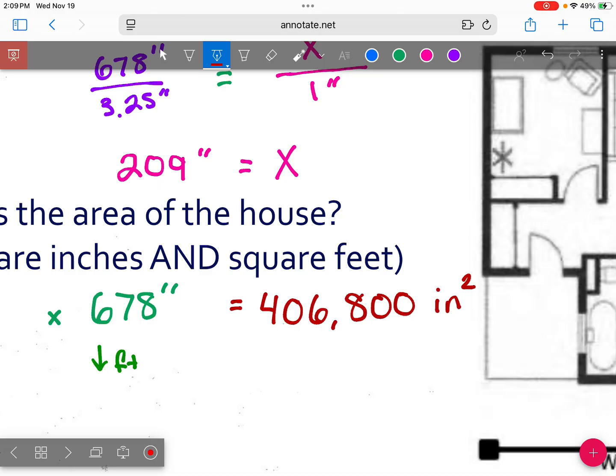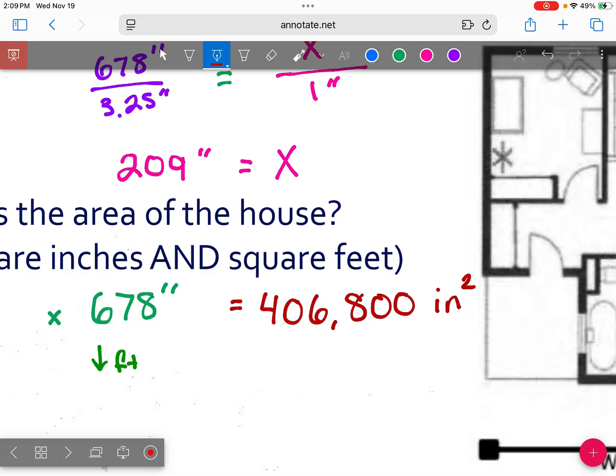So we found the square inches, which is great, super awesome, love it. Only really helpful if I am ordering square inch tiles, meaning itty bitty little baby tiles. I would need to order 406,000 itty bitty 1 inch tiles. I don't want to tile my house in 1 inch tiles. That's a lot. Ew. So more often than not, we're going to need this in feet, square feet.